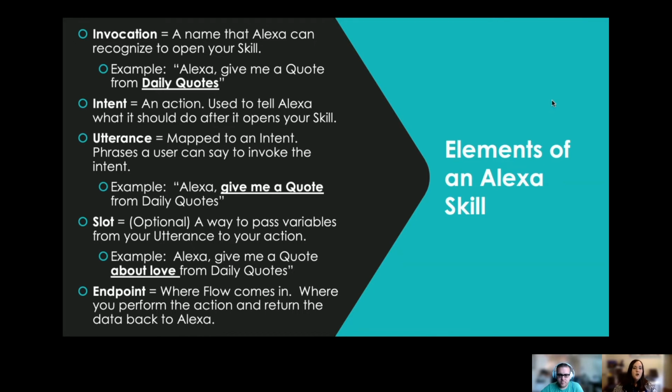And finally, you have your endpoint. So that's where flow is going to come in this use case that I'm showing. So that's where you perform all the action and you return the data back to Alexa. Okay. Love it. So easy to understand.